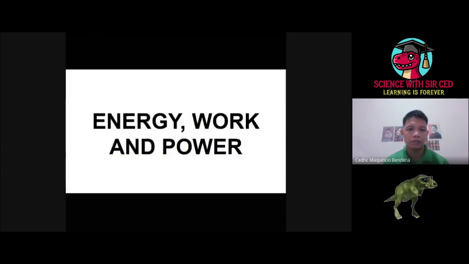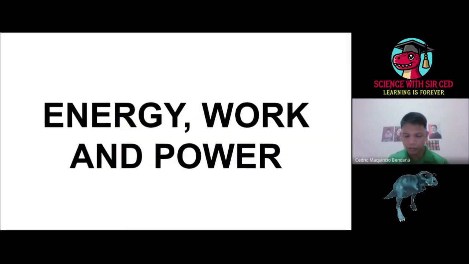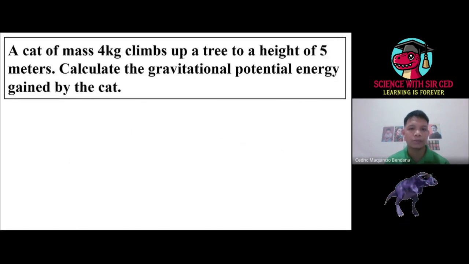Most of the questions here are the same questions that we had last meeting, especially for activity number 4, if I'm not mistaken. So let's try this one. A cat has a mass of 4 kilograms and climbs up a tree at a height of 5 meters. Calculate the gravitational potential energy of the cat. So it is very easy.